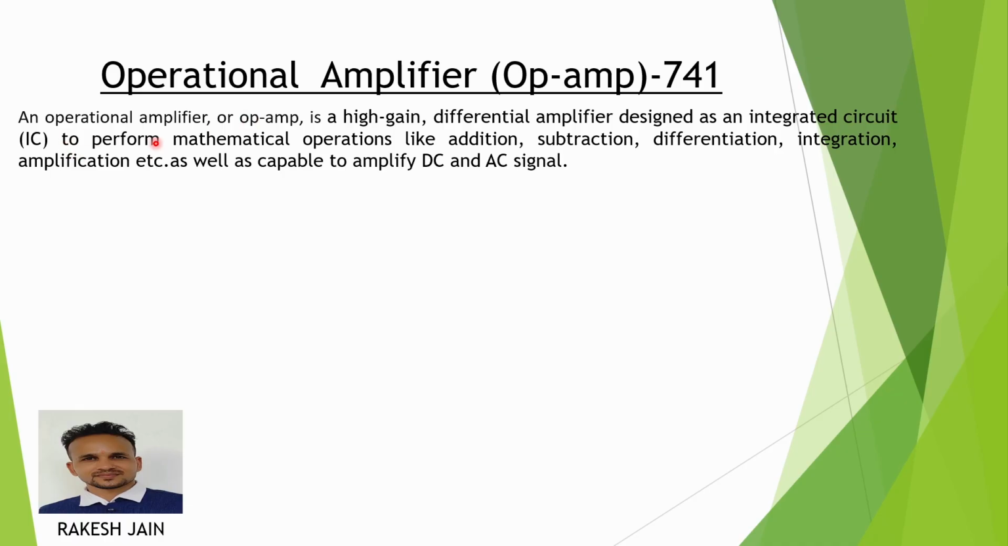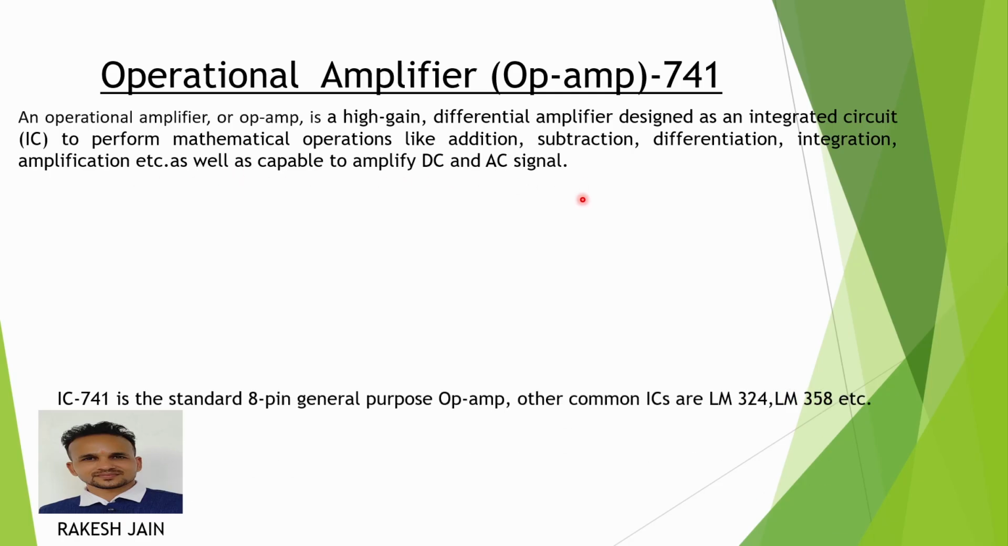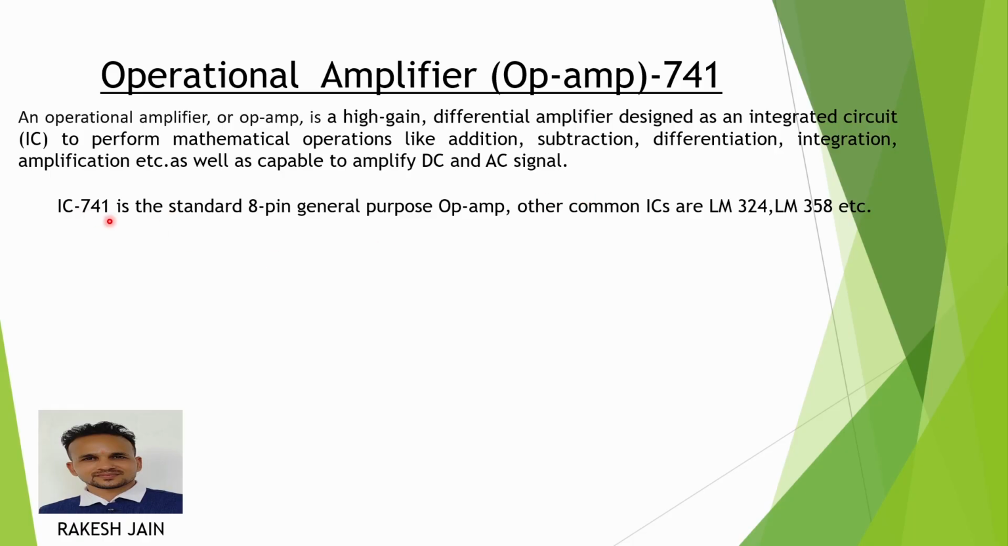An operational amplifier or op-amp is a high-gain differential amplifier designed as an integrated circuit, that is IC, to perform mathematical operations like addition, subtraction, differentiation, integration, amplification, etc., as well as being capable of amplifying DC and AC signals. The 741 IC is a standard 8-pin general purpose op-amp. Other common ICs are LM324 and LM358, etc.